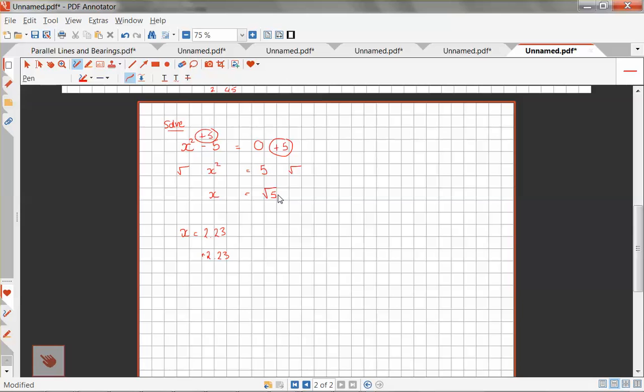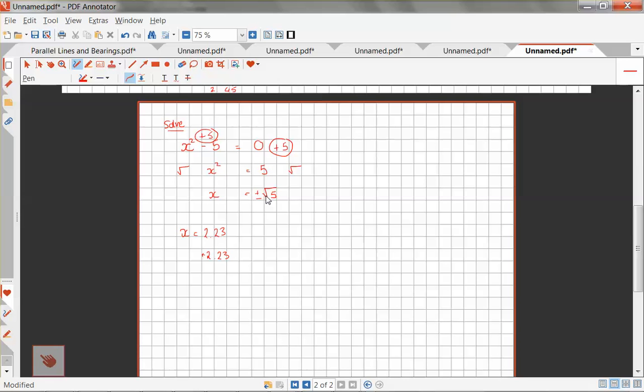But why have I only got one answer here but 2 answers on my graph? Because root can be both negative or positive. Well done. When you square root something, you can have a positive answer and a negative answer. Now, using your calculator, guys, what is the square root of 5?